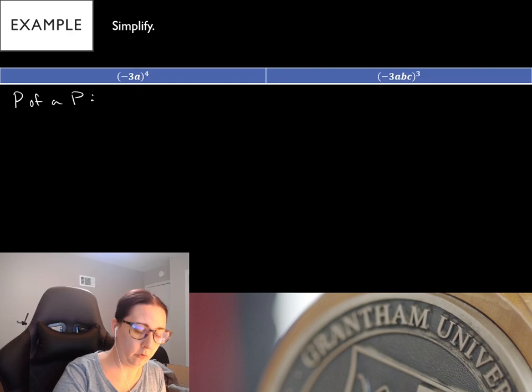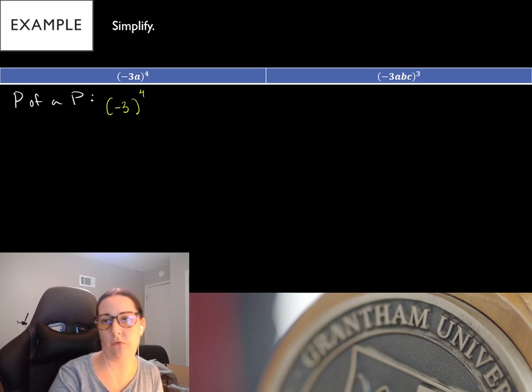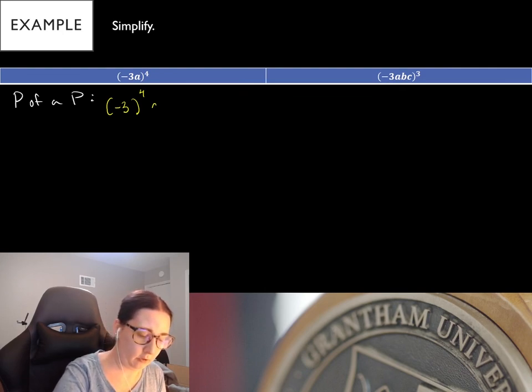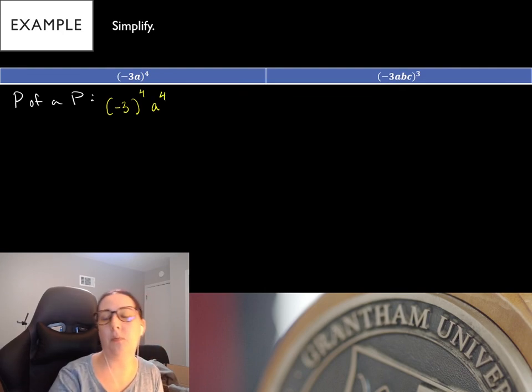So we're going to distribute, so the negative 3 has an exponent of 4. So that negative goes with the 3. And then the a gets an exponent of 4. Now notice I put parentheses around the negative 3.